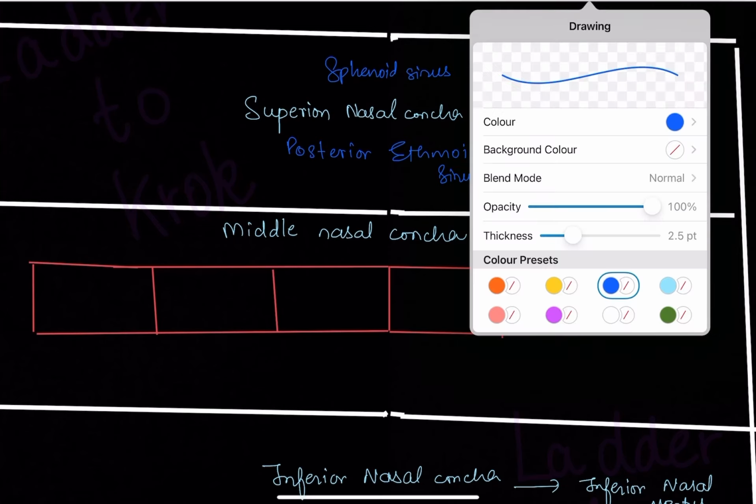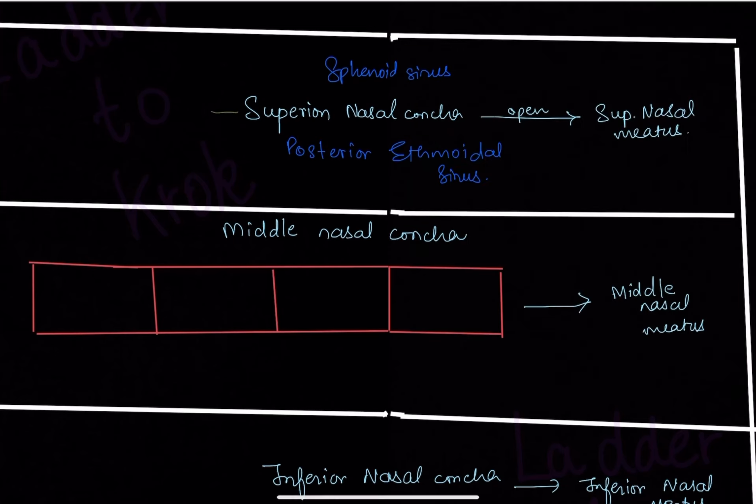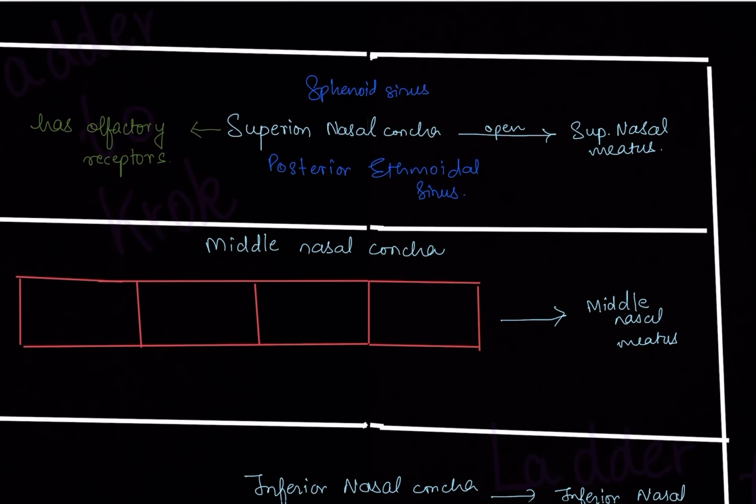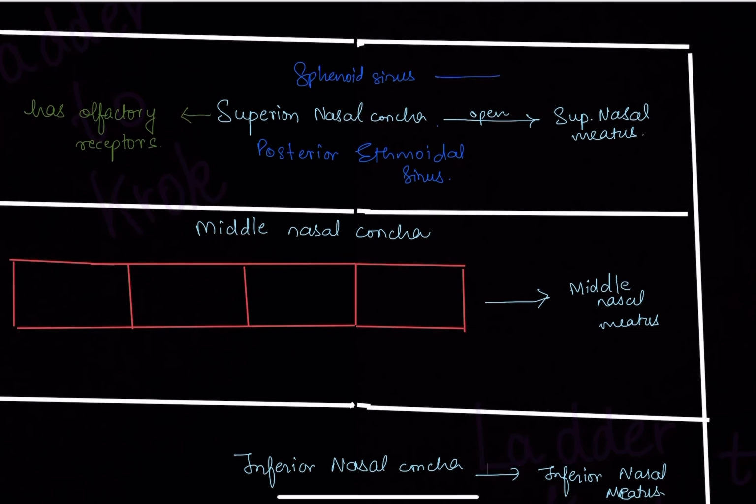One thing that you should remember is that the superior nasal concha has olfactory receptors. Many a time Krok asks questions regarding where the olfactory receptors are located. So you can give superior nasal concha if given in the option, or they can give you superior nasal meatus. These are where your smell receptors are present. Then the sphenoid sinus will open into the sphenoethmoidal recess.